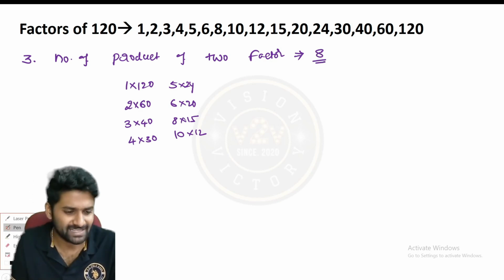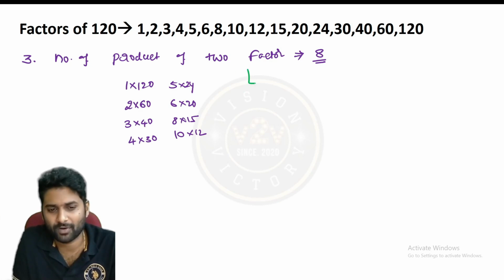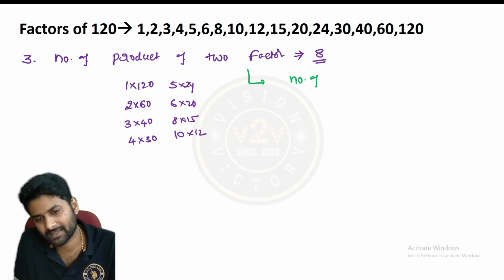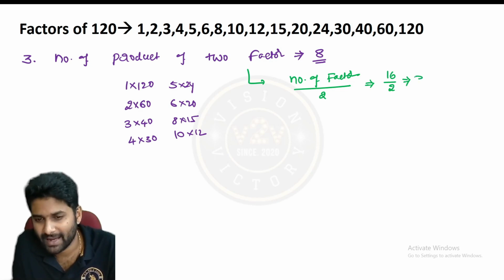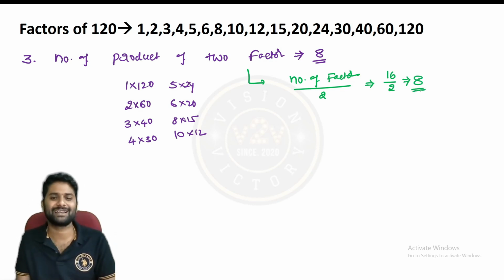Sir, it takes time. Then you can use the formula. So what is the formula here? Number of factors divided by 2. How many factors do we have? 16. 16 divided by 2 is exactly equal to 8. So the number of products of two factors is exactly equal to 8.